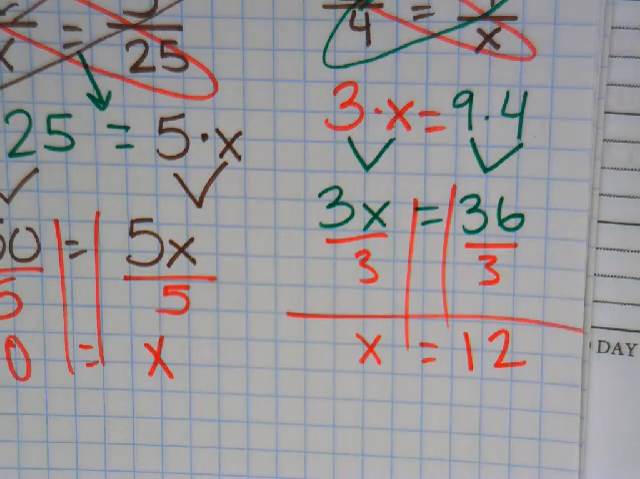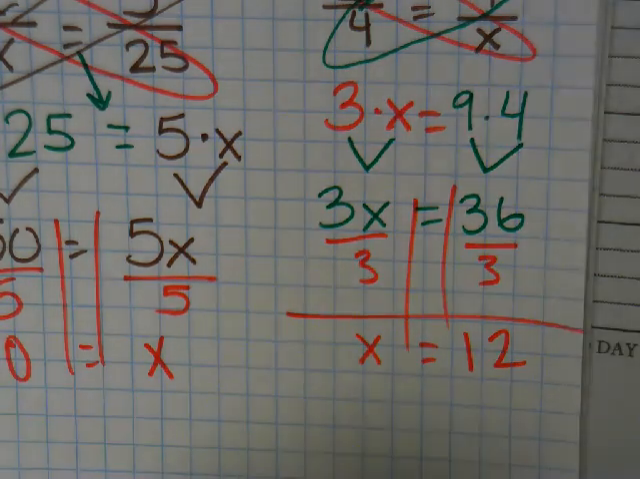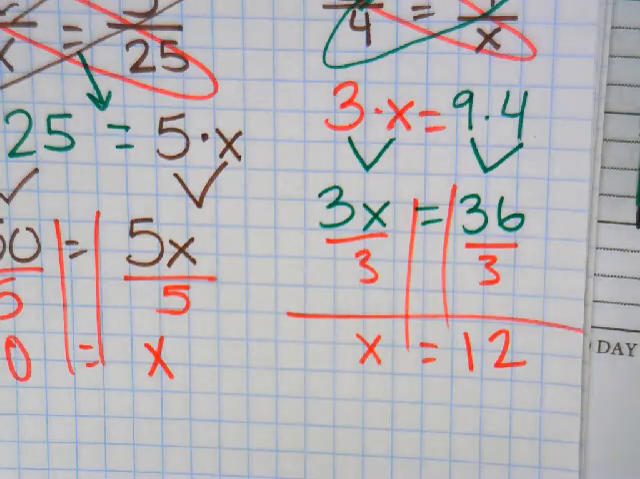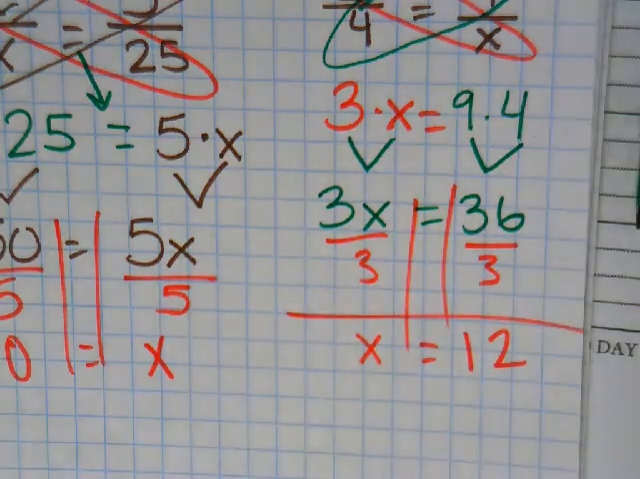Okay. Are we okay with this? So this is solving proportions using the butterfly method, cross products. All right, now let's do some good old-fashioned word problems with this.